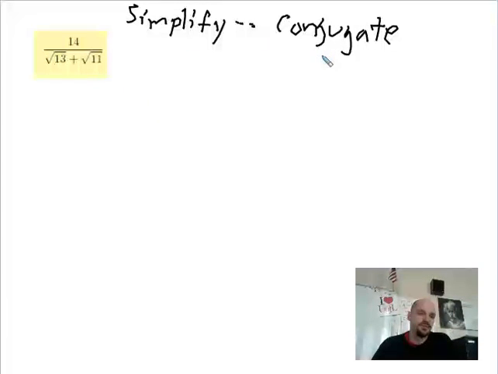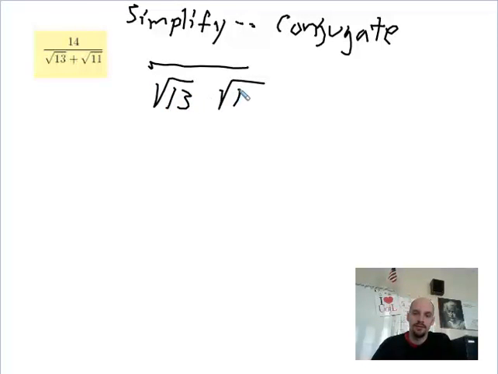So let's figure out the conjugate. The conjugate of this is going to be a radical and a radical, with that 13 and 11, but instead of a plus, it's going to be a minus. Now, since we're multiplying, we don't want to change the value. We want to multiply by the same thing on top and bottom. So that's square root of 13 minus square root of 11.